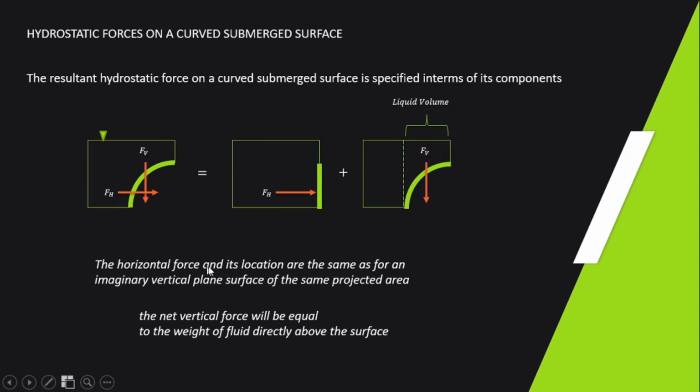So the horizontal force and its location are the same as for an imaginary vertical plane surface of the same projected area. So ito nga yung horizontal force na yung makikita natin is yung projected area na vertical plane surface. So rectangular siya. Yung thickness niya or yung width niya is perpendicular sa screen nyo. Tapos yung net vertical force naman will be equal to the weight of the fluid directly above the surface. So ito nga, isosobra natin itong volume na dinadala niya, itong area, times perpendicular width, perpendicular sa screen nyo na width, so multiply nyo lang yon, then yung makukuha natin is volume. Tapos multiply the unit weight of the liquid, then makukuha na natin yung vertical component or FV.